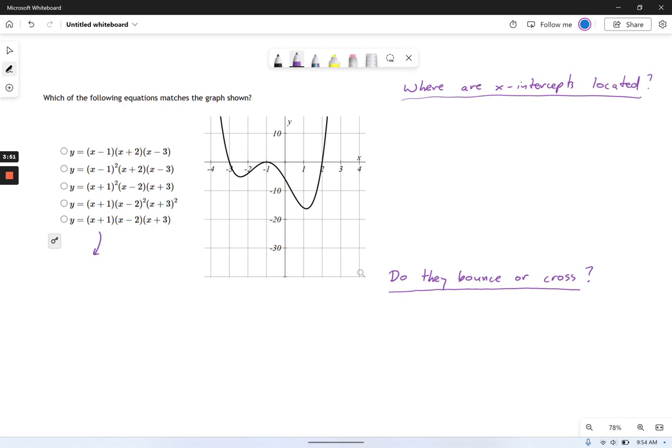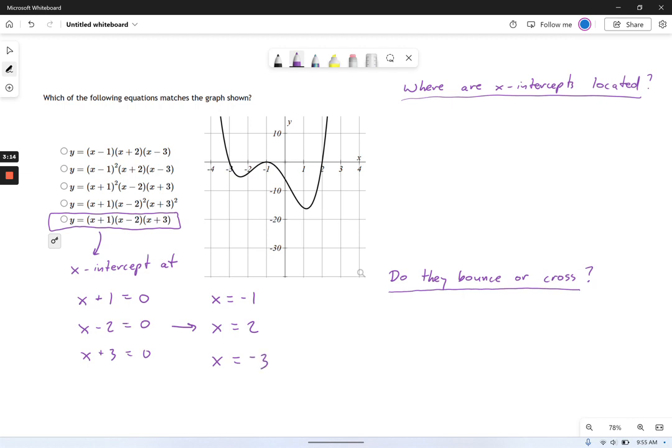So if I were to just look at this equation right here, this is not the correct choice, by the way, that says x-intercepts are located at the place where x plus 1 equals 0. That makes that whole parentheses equal to 0, which makes y turn into 0 when you multiply it through. x minus 2 equals 0, and x plus 3 equals 0. This is what the zero product theorem tells us, and this gives us certain x locations: x equals -1, x equals 2, and x equals -3.